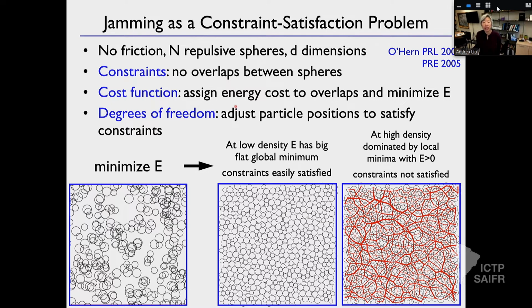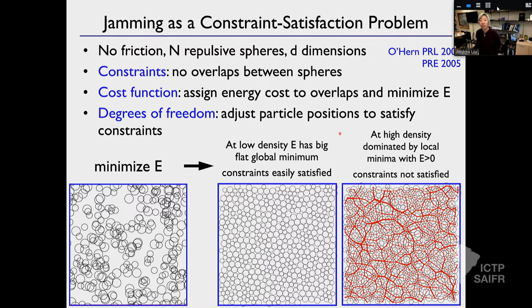But a different way to think about this is as a constraint satisfaction problem. So the idea is you apply constraints and you say, I want to satisfy the constraint that I don't want any overlaps between my particles. And in order to enforce this constraint, what you do is you construct a cost function. You say, I have to pay if there are overlaps, okay? And if you pay a harmonic cost, you can call that the energy, that's what I pay. And then the idea is I'm going to adjust my degrees of freedom, which in this case are the positions of the particles. I'm free to adjust the positions of the particles to satisfy this constraint of no overlap between spheres.